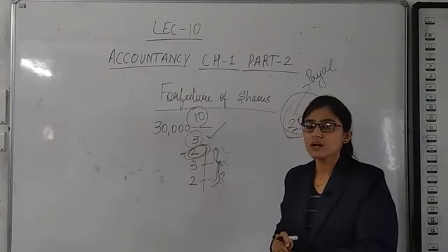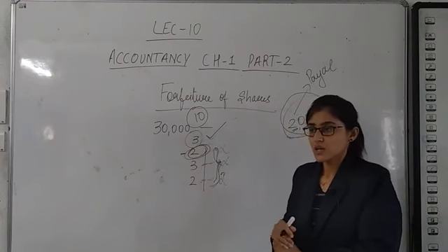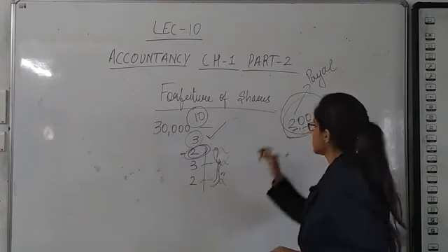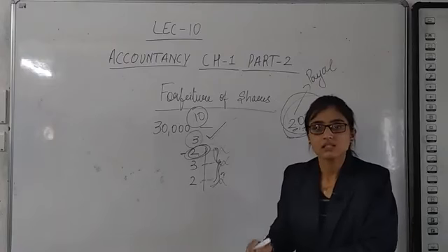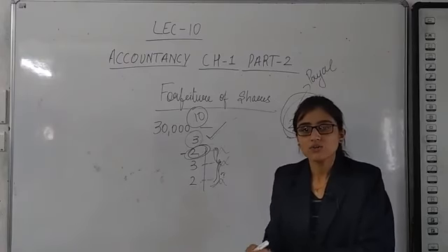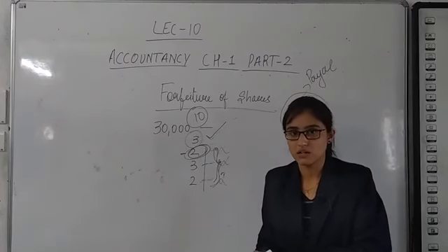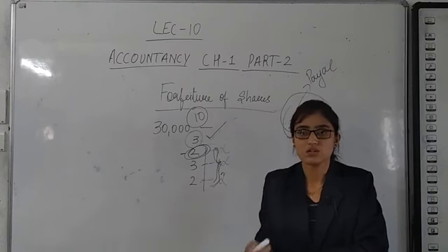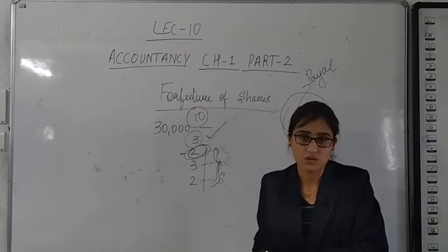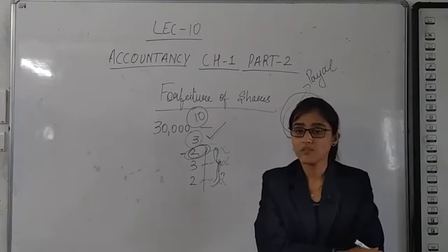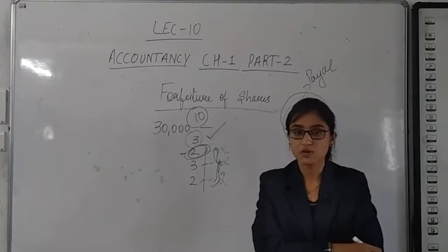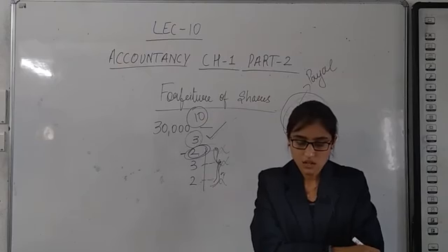To share allotment account. How much is not received? 2000 into 2, 4000. This is the amount that you have not received for allotment, that you are going to write here, to share allotment account. Then, yes, see, they have written amount called on allotment but not received.